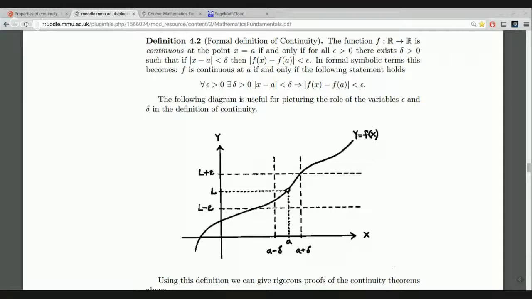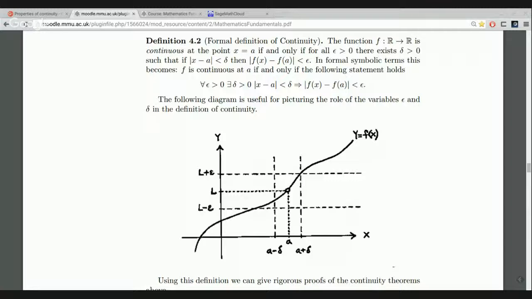So non-continuous behavior, non-continuous at x equals A, is some kind of picture which maybe looks like this. So this is an example of a function which is not continuous at a point A. The function is making a sudden jump in value, if you like, at the point A in its domain.